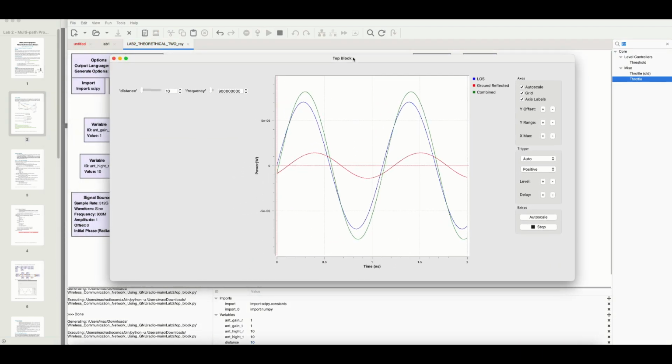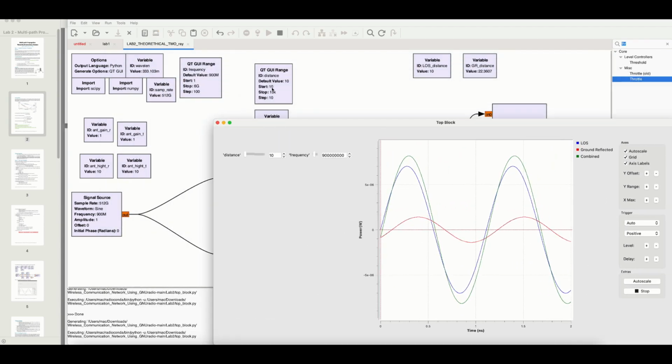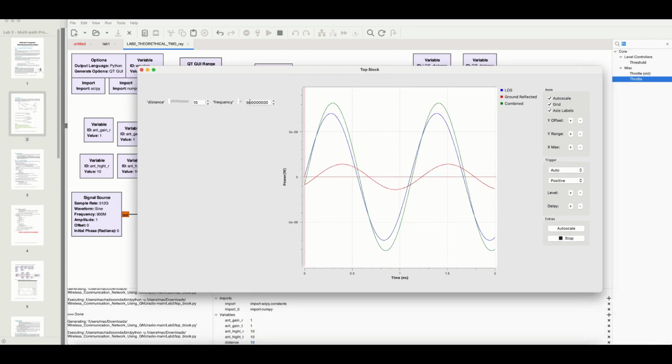And boom, here we go. So now I know my frequency can be varied from 1 hertz to 6 gigahertz, and you can go up to 900 megahertz. This is the default value. So the default value is being set to 900 megahertz.